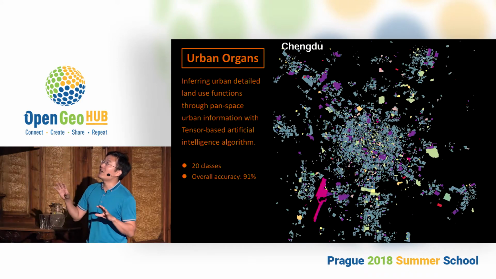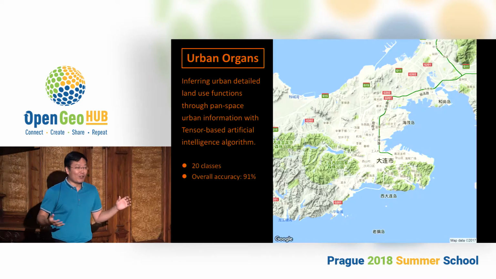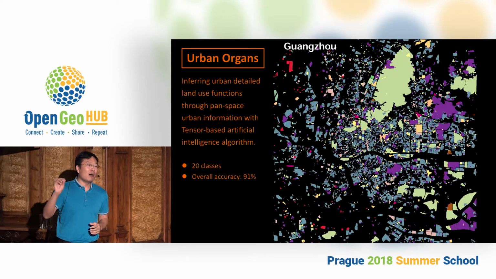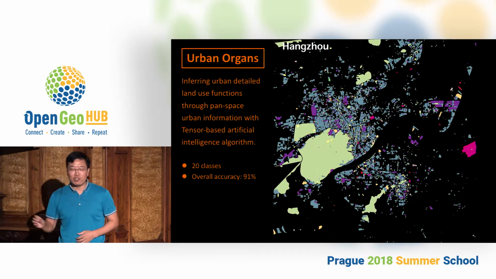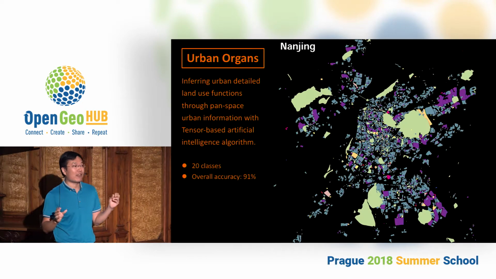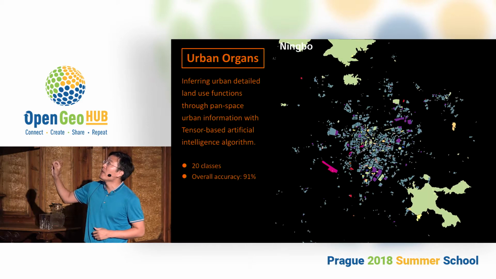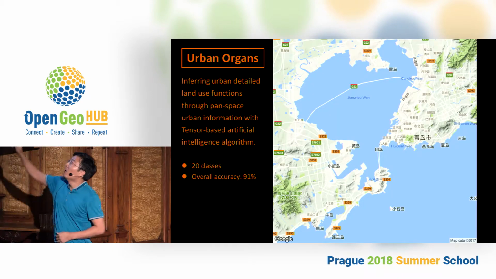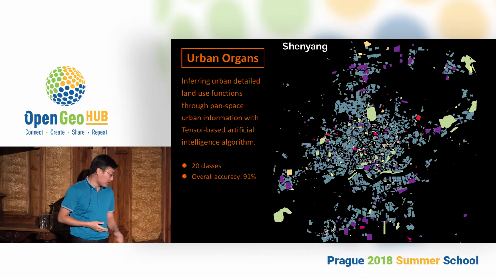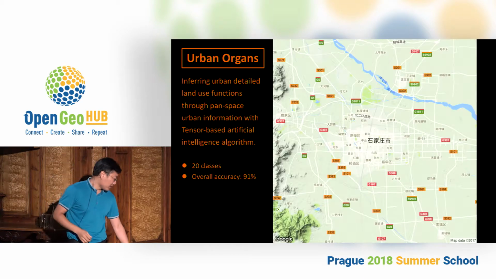So we adopt this kind of tensor, because does anyone know TensorFlow developed by Google? We adopt TensorFlow, this kind of artificial intelligence algorithm, to classify the detailed land use classes in all Chinese cities. We divide the urban area into 20 classes. The overall accuracy achieved more than 90%.